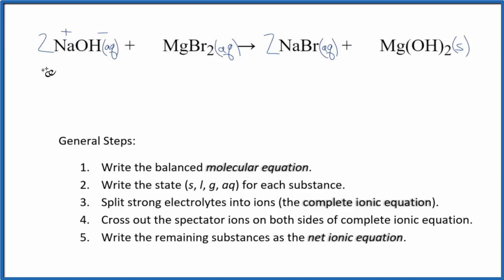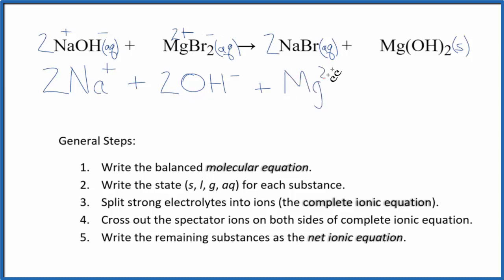So I have 2 sodium ions, and I won't write the states right now. Let's do that at the end. Plus 2 goes to everything here, so I have 2 hydroxides, 2 OH minus. Magnesium group 2 on the periodic table, 2 plus, the bromide ions always 1 minus. So I have the magnesium ion, Mg2 plus, I have 2 of those bromide ions, 2 Br minus. So those are the reactants in our net ionic equation.